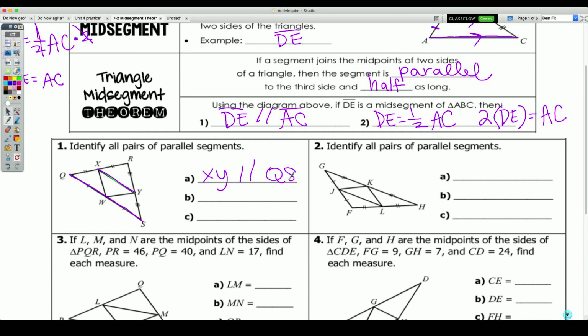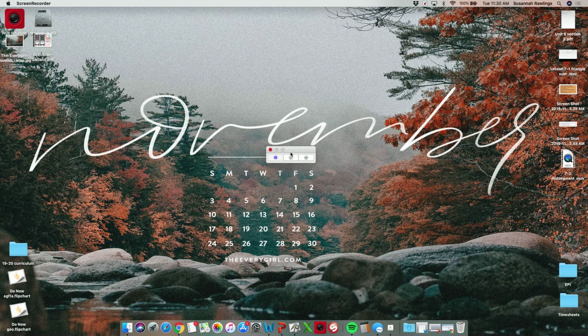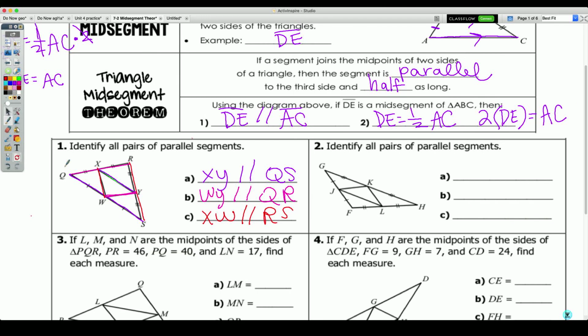XY to QS. Okay, I'm going to let you and your partner figure out the other 2 sets there. Again, we have 3 sets of midsegments inside. So I'm going to pause here and let you guys finish that one. Okay, so double check that you found the correct pairs there. We're actually going to skip number 2 since it's the same thing, and I feel like that's a pretty simple skill, just finding my parallel sides.